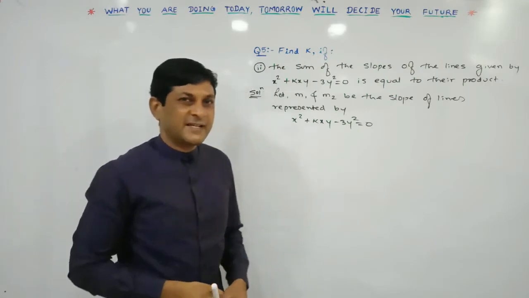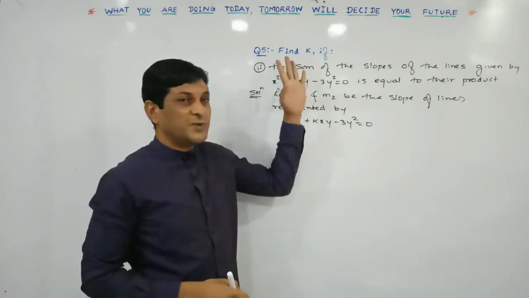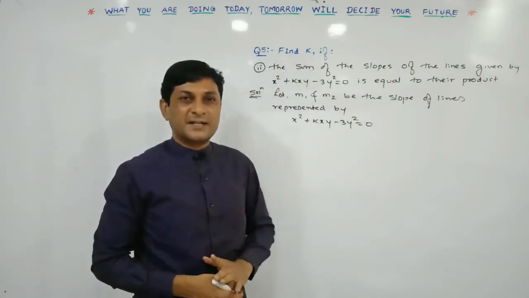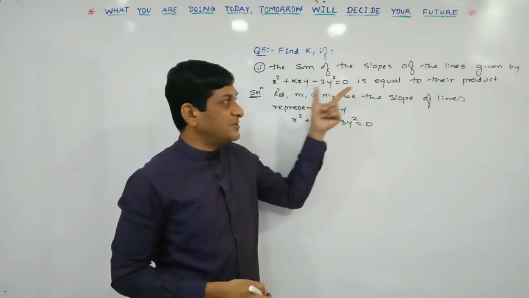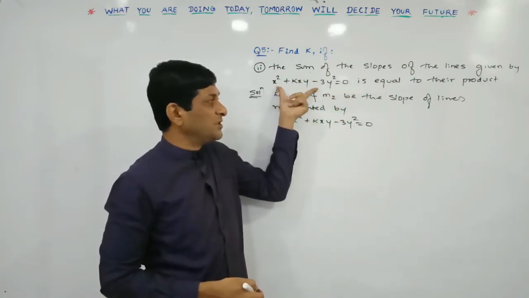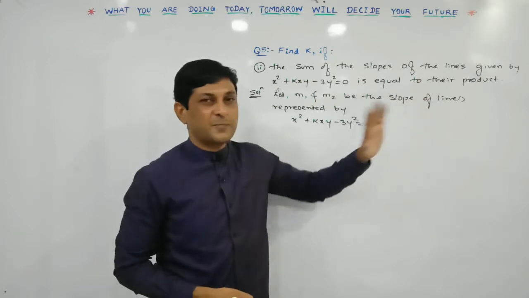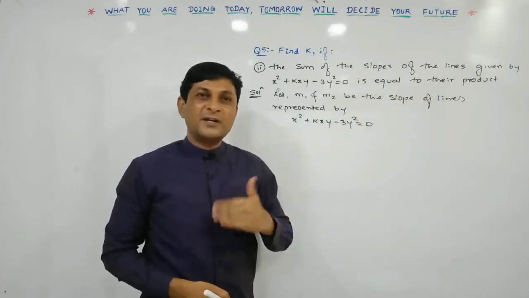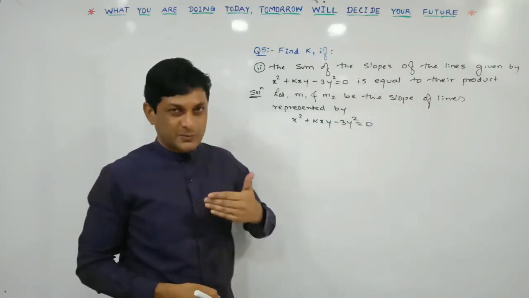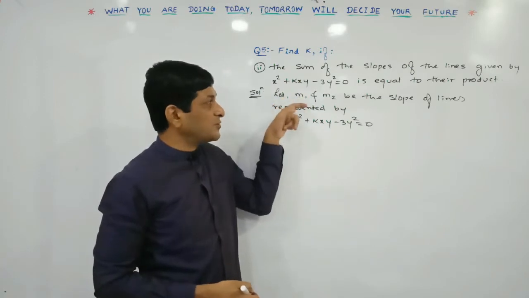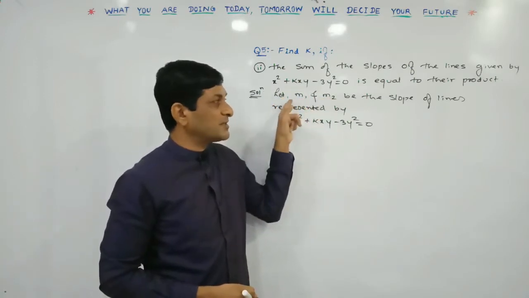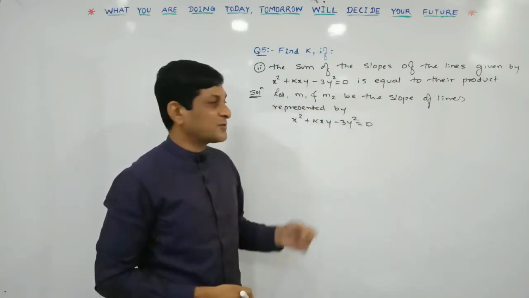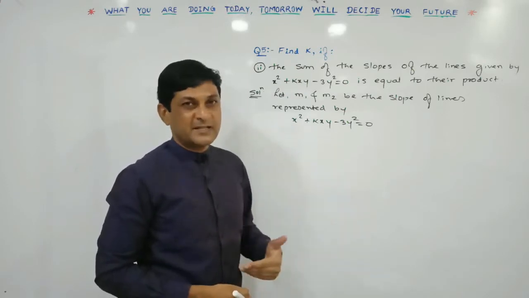Now see the second example. In this example also we are finding the value of k using the condition that the sum of the slopes of the lines represented by this homogeneous equation is equal to their product. Here also the conditions are related with slopes. That's why we are denoting slopes by m1 and m2. So we suppose that m1 and m2 are the slopes of the lines represented by this equation.